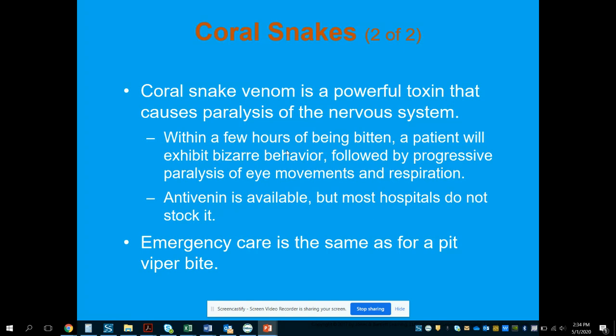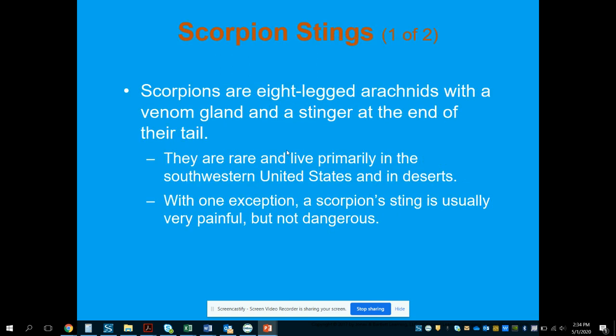The antivenom is available, but most hospitals do not stock it regularly, so you want to make sure that if you suspect this or know this was a type of snake, that you let them know so that they can get it as soon as possible. The emergency care is going to be the same as for a pit viper, and we're going to get into what we can do with any type of sting here in just a moment.